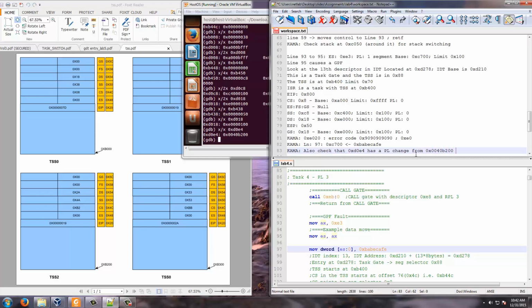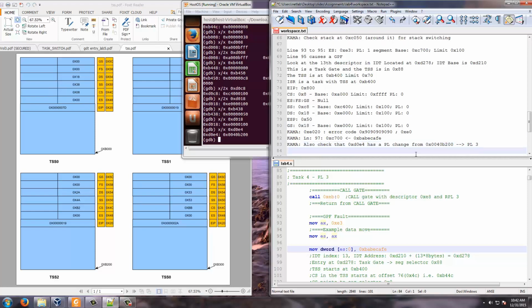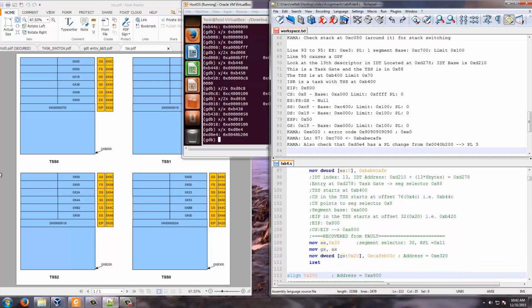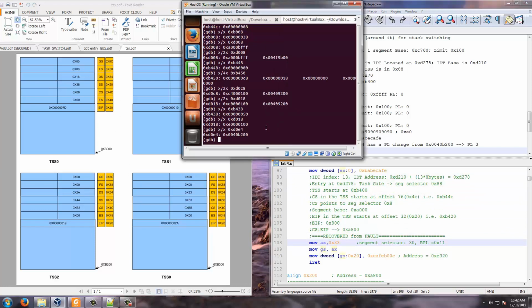So also check, will change from 0x 040B200 to PL3. Currently it is PL1. Okay. Now when this happens, let us now go down. So we have finished this.